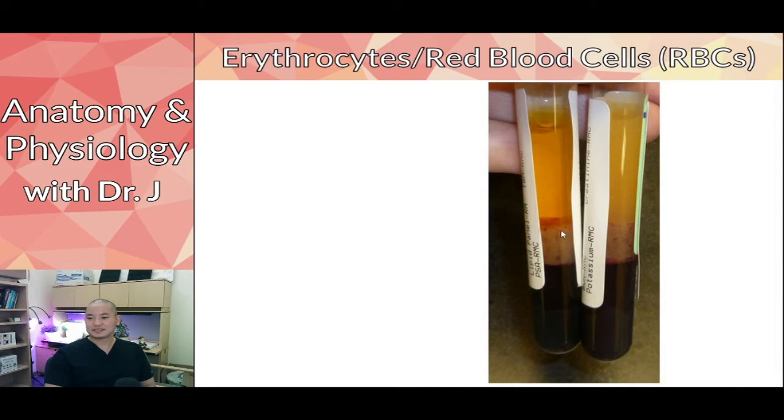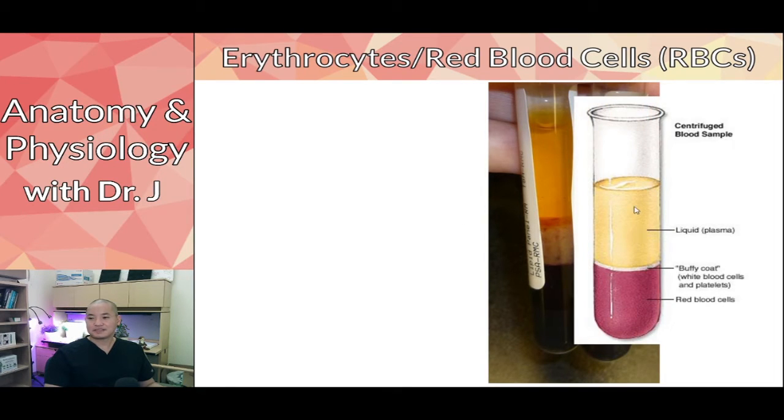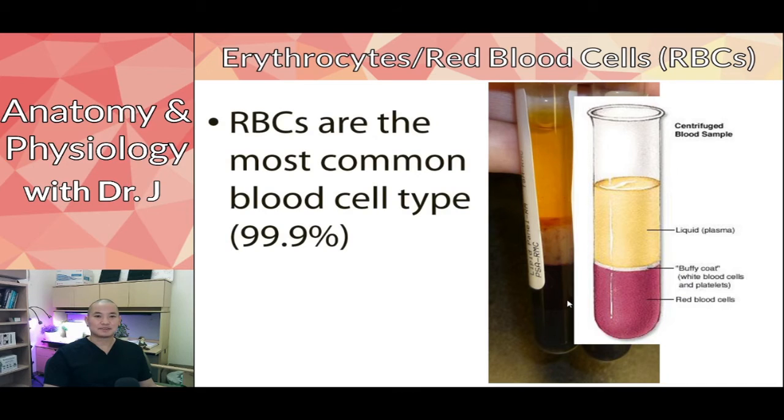Okay, so this is actually a fibrin clot, so don't think this is a buffy coat. I think they just have a lot of fibrin here. I was trying to find a nice centrifuge sample, but yeah, most of the volume of cells in your blood are red blood cells. And this is the most common blood cell type by volume. They're 99.9% of your cell volume.